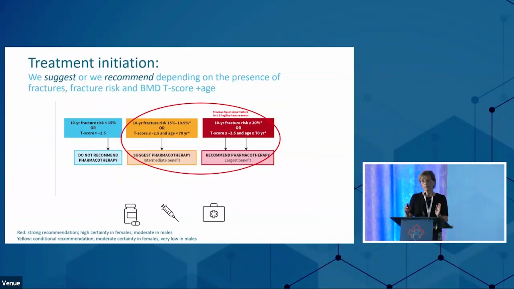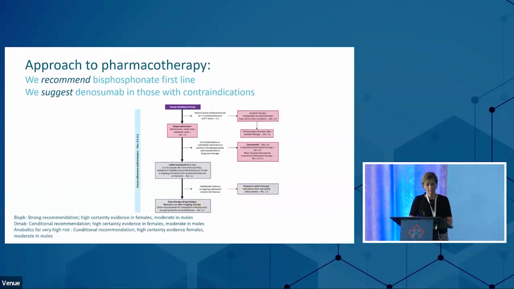So you do initiate treatment. The recommend side is the side where your patient is at the highest risk, and these are the people who will benefit the most. So these are people who've had a fracture, so we recommend therapy. And for those whose risk is less, which is from 15 to 20% or a low T-score, then we suggest therapy. This entails a longer conversation with our patients. How do we approach therapy?